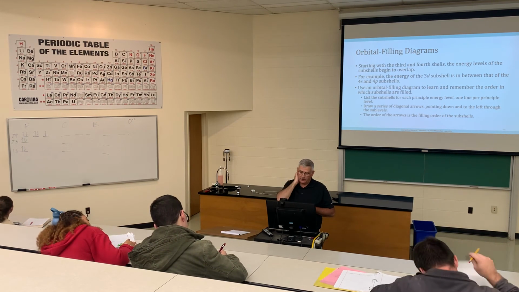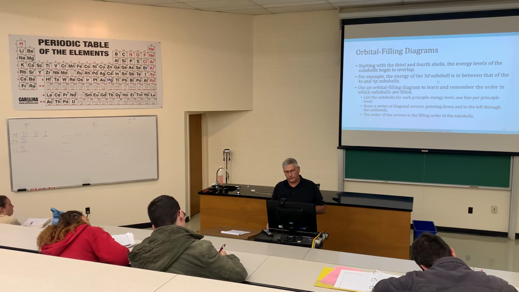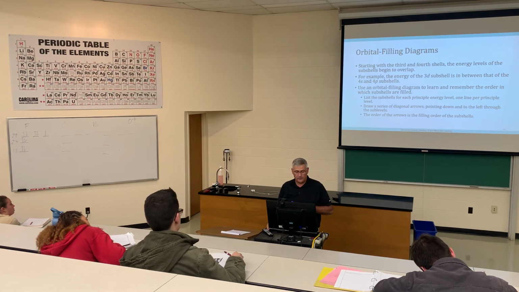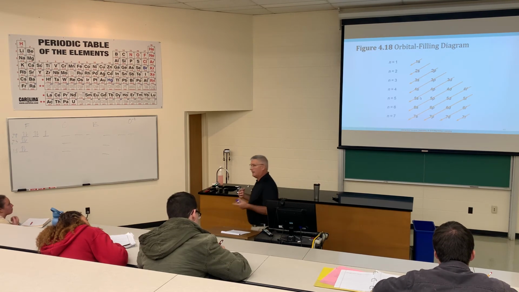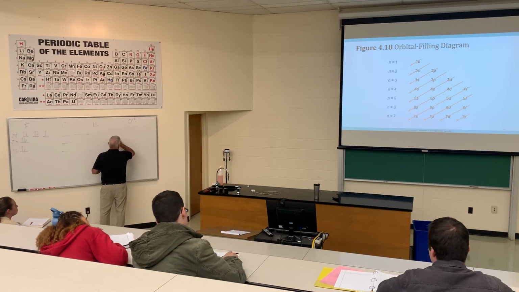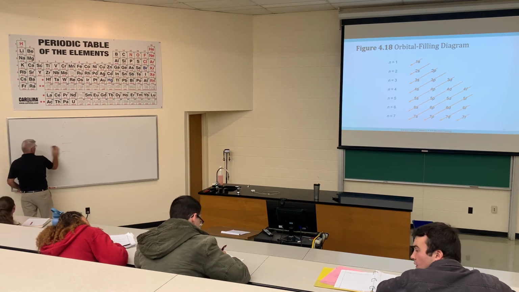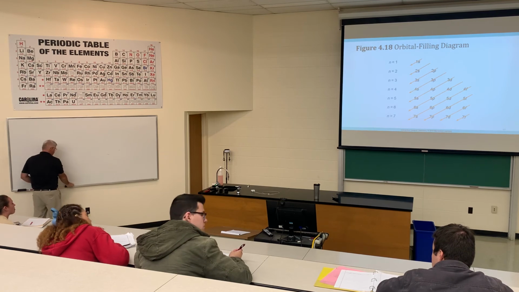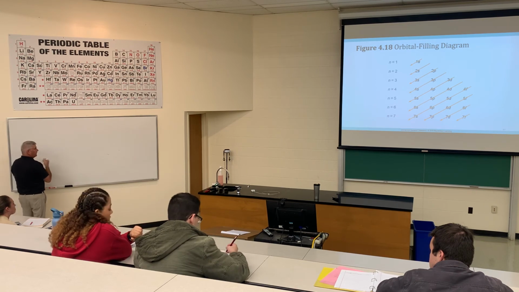And so starting with the 3rd and 4th shell, the energy levels of the subshells begin to overlap. For example, the energy of the 3d subshell is in between that of the 4s and 4p subshells. And so an orbital filling diagram is used to get those in the correct order. And every one of you can draw this in here, and let me show you how to do that. This is your fill order that you're going to use when we're doing energy diagrams and stating what the orbital fill is.